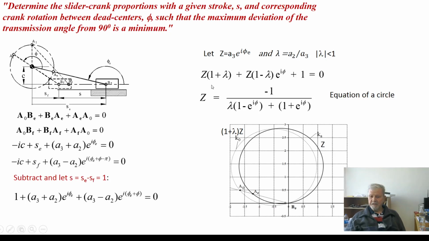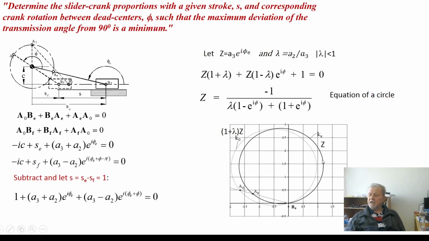From which we can solve for z as such. This is again the equation of a circle in complex numbers. It is this circle, z circle. Since A2 over A3 is lambda, if I write 1 plus lambda z is equal to A2 plus A3 e to the i phi e. So it is another circle.